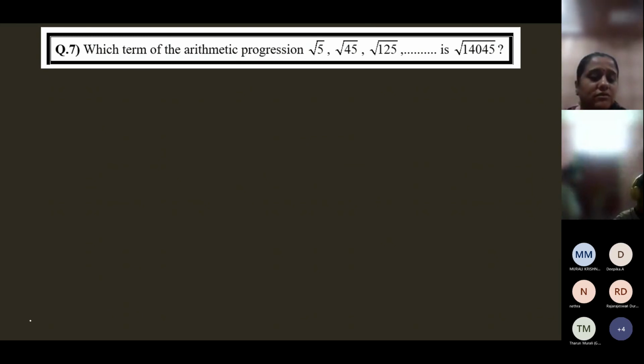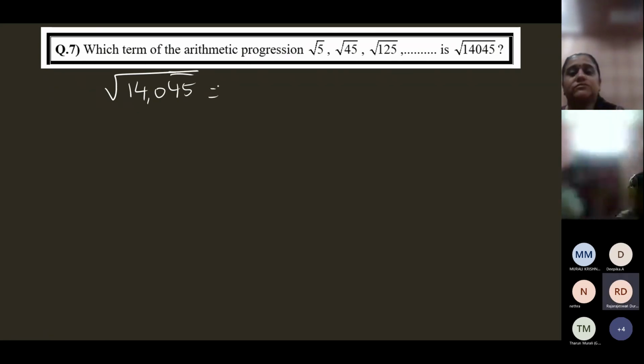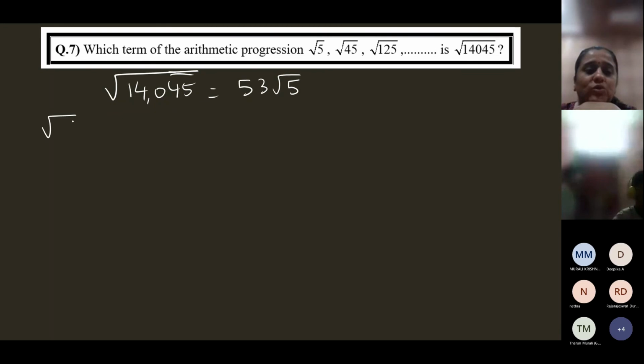So how do you write square root of 14,045 as a mixed surd? 53 root 5. Very good. Okay. So what are the terms of the arithmetic progression? Root 5, 3 root 5, then 5 root 5 and so on.